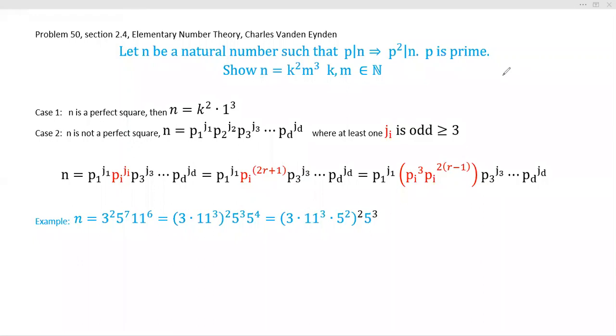Problem for you today: that was the last problem from a number theory book. It was the last problem, number 50. Usually those are harder than the beginning problems. So this is from an elementary number theory course.